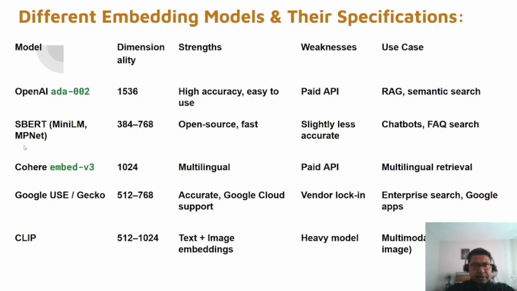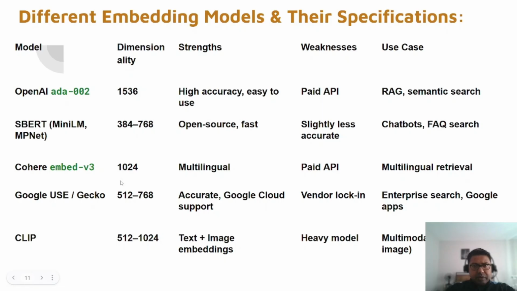SBERT has 384 to 768 dimensionality, which means it can have this much dimension. It's open source, fast, slightly less accurate, and good for chatbots and FAQ search. So we can easily use this SBERT embedding model because it's open source and quite good. It also has lots of dimensions.